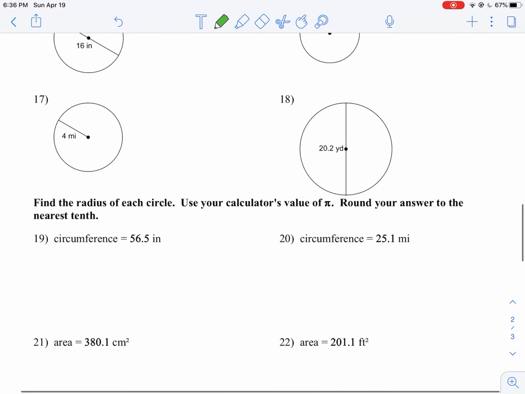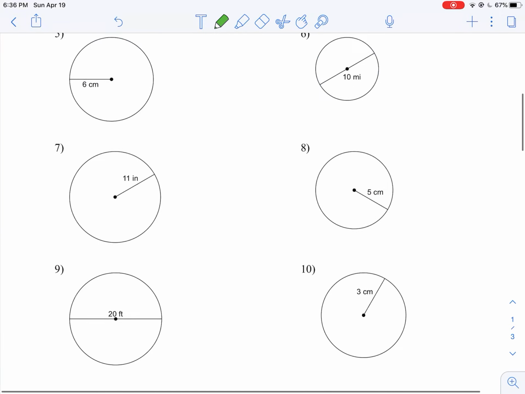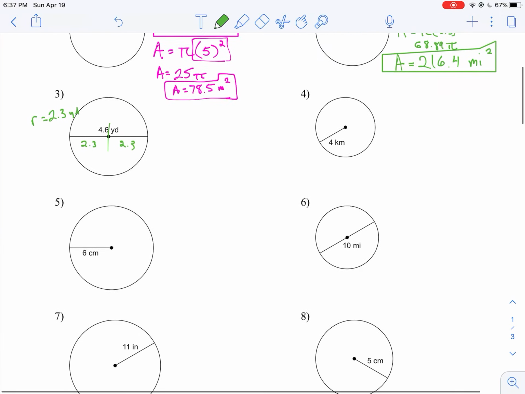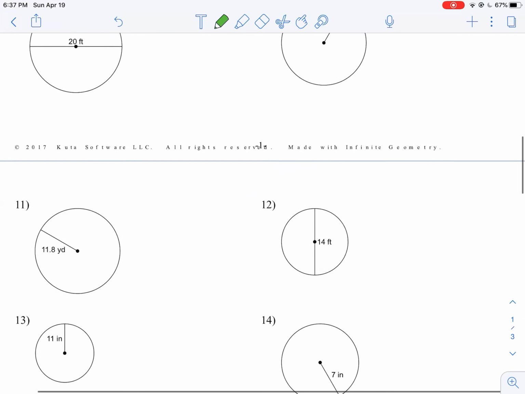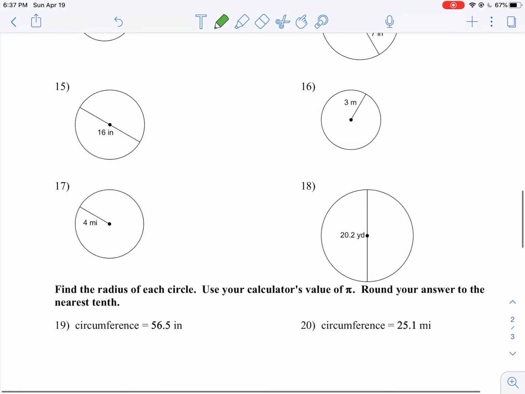I will write which numbers to do, but I think I might just have you do all of these. It will not take very long. Time will tell. Yeah, you're going to do all these.